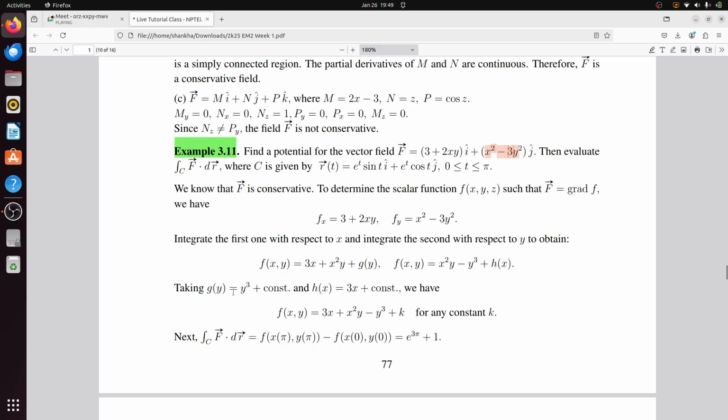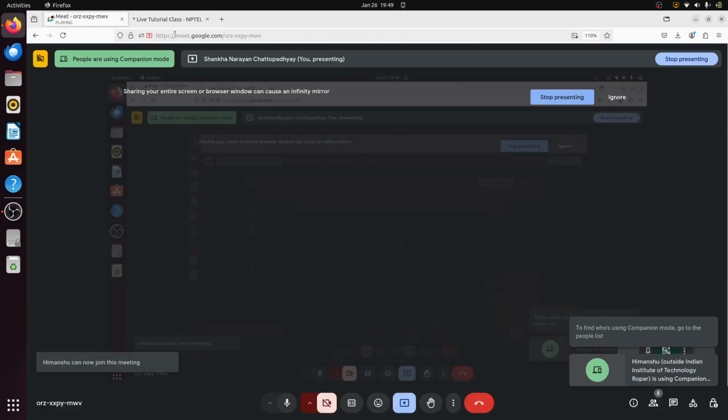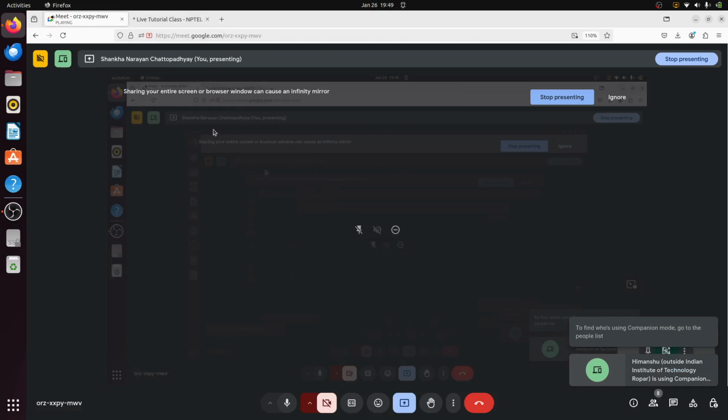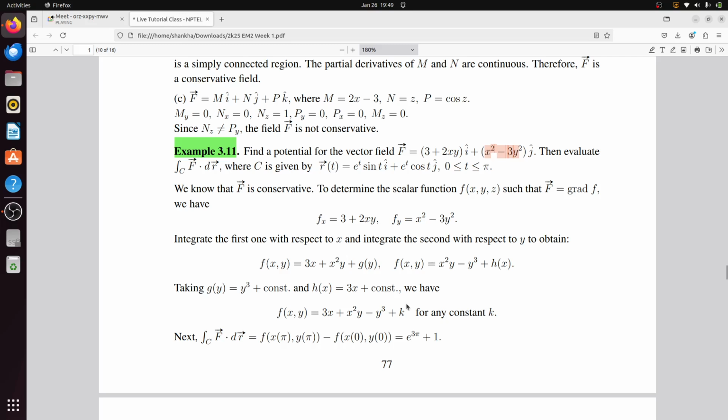So what is your g(y)? Sorry, g(y) will be minus y cube. There was one typo, that will be minus y cube, and your h(x) will be 3x plus constant. So ultimately your f(x,y) will be 3x plus x square y minus y cube. This k is a constant, you need not worry about it.